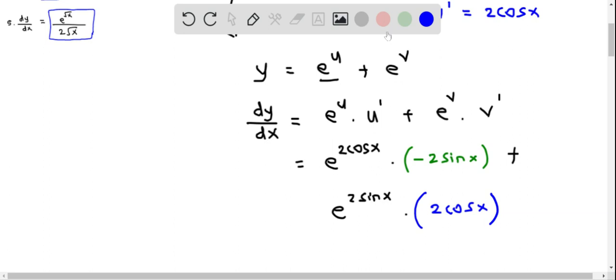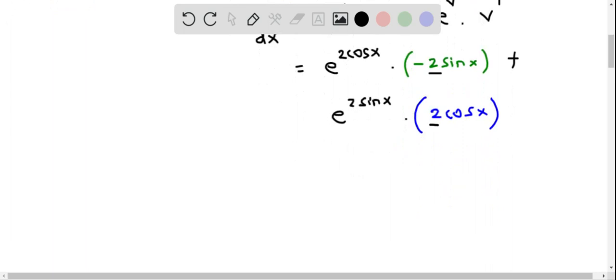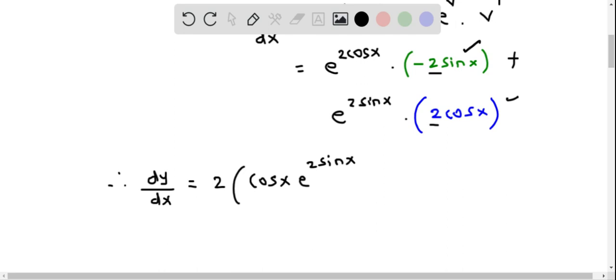And since we observed that we have the common factor 2 in both terms, we can write this in factored form. Therefore, we write dy by dx equals, I'm factoring 2. When I do that, the first term I just write as the first term, that is cosine x times e raised to the power of 2 sine x. And then when I factor 2 from this term, we will have negative sine x times e raised to the power of 2 cosine x. Close this bracket. Therefore, this is the derivative of y.